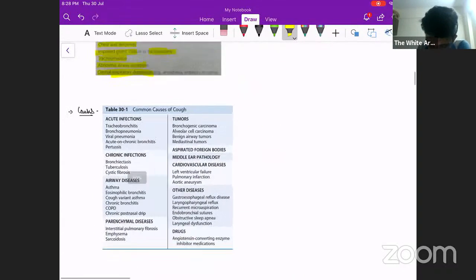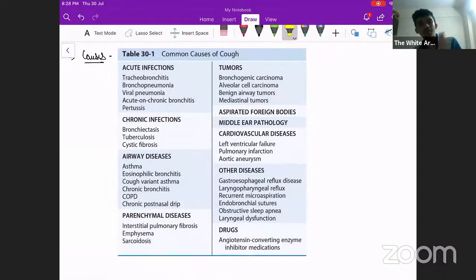Next, let's look into the causes of cough. So cough can be acute or chronic. Acute is less than 3 weeks.